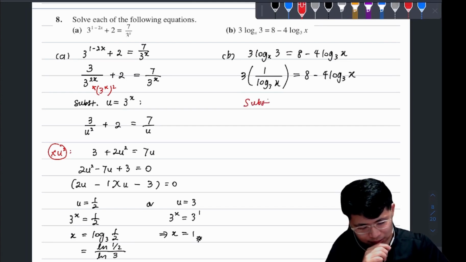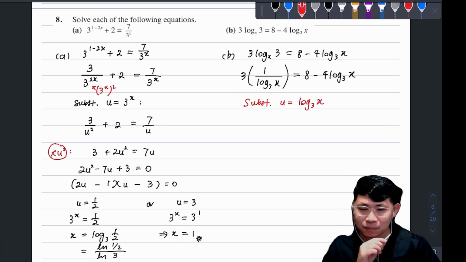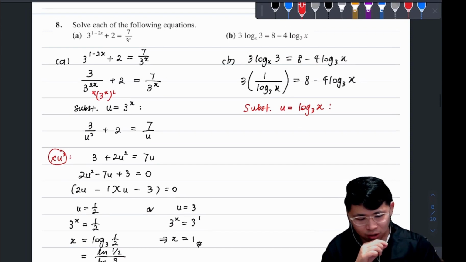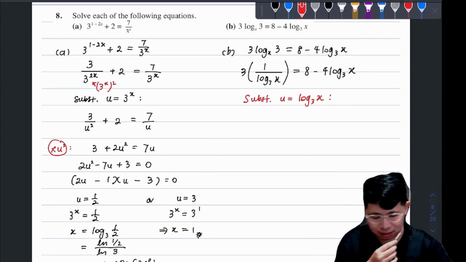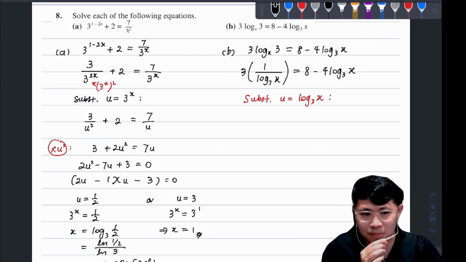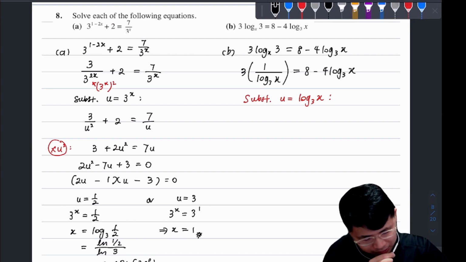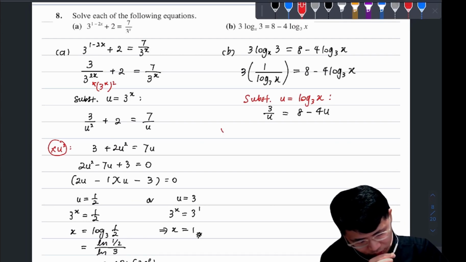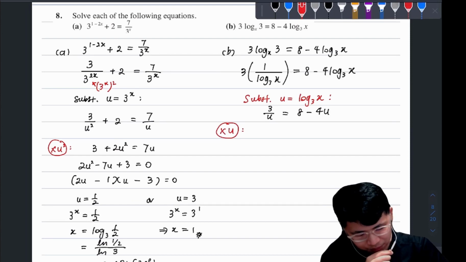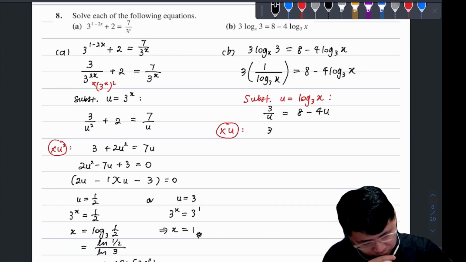So over here, what do we substitute? Substitute u to be equal to log base 3 of x. Once we exhaust all the laws of logarithm or all the possible common bases, we can make use of smart substitution. So this would be 3 over u equals 8 minus 4u. There's a divide by u at the bottom, so we just need to times u. So 3 equals 8u minus 4u square. So rearrange.